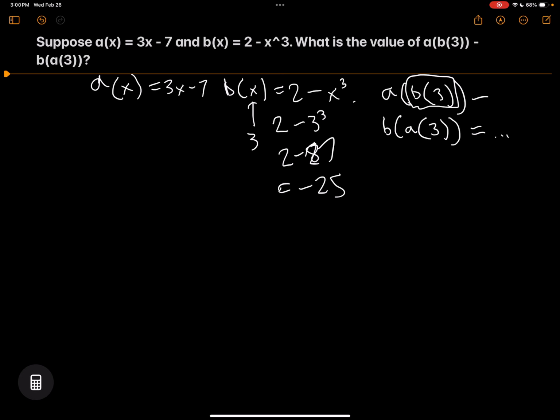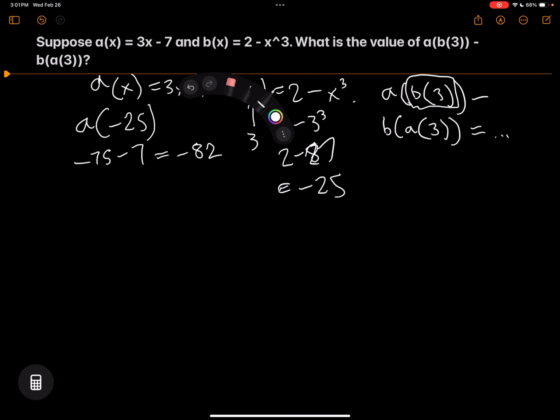Then we have a of whatever b of 3 is. We know what that is. That's negative 25 now. So it's basically saying a of negative 25. And there we can input that into the a function definition. So that's going to be 3 times negative 25, negative 75. That minus 7, that's going to give us negative 82. Okay. So that's the value of this first part here.